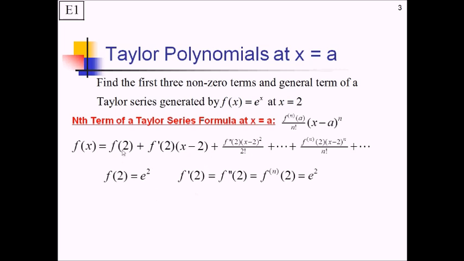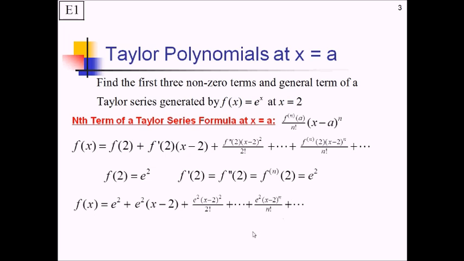So we've got e squared for f of 2, plus e squared times x minus 2, plus e squared times x minus 2 squared over 2 factorial. And this is the first three non-zero terms. So now all we need is e squared times x minus 2 to the n over n factorial.